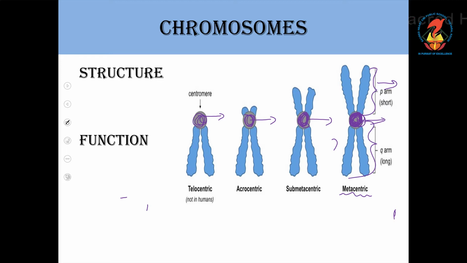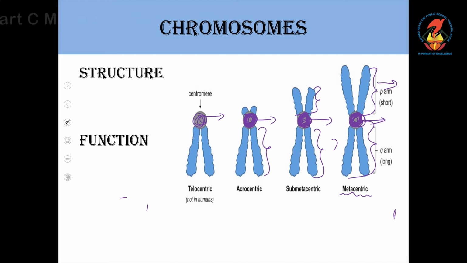It divides the chromosome into 2 equal arms. But in a submetacentric chromosome, the primary constriction is slightly away from the center, so it divides it into a long arm and a short arm.